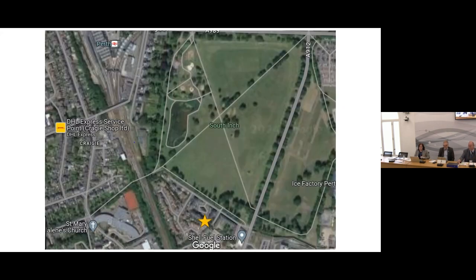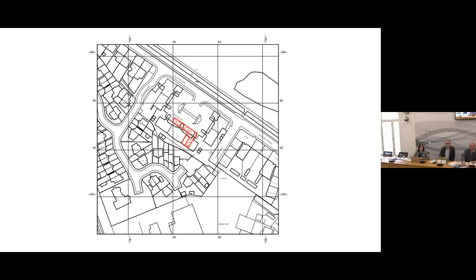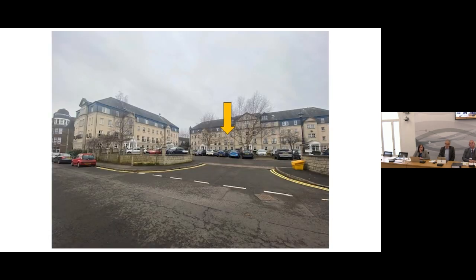First of all, you see the application there, site highlighted by the yellow star on the aerial picture, just the residential area just to the south of South Inch. Next slide, please. And then this is the red line application site boundary, which shows the flat itself, and then the external parking area to the front. Next slide, please. And then this is as you look at the development coming in off the main road.